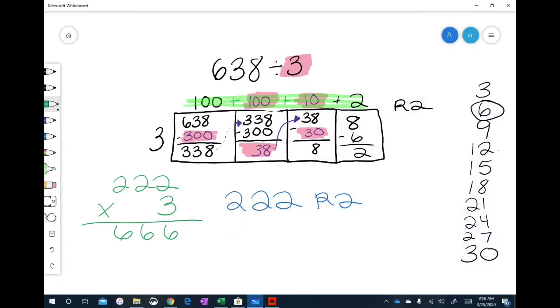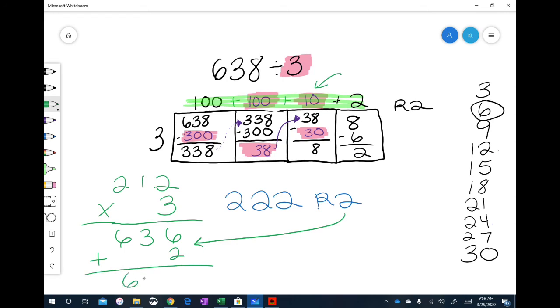Oh, I know, because this is only 110. So instead of 222, I should have 212. 2 times 3 is 6. 1 times 3 is 3. 2 times 3 is 6. Now, if I take my remainder, and I add my remainder in, I get 600 and whoa, 638.